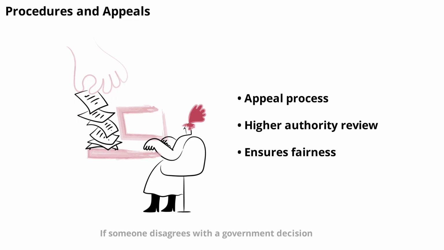If someone disagrees with a government decision, there's often a procedure for appealing or challenging it. This might involve a hearing, a review by a higher authority, or even a court case. Appeals procedures help ensure that mistakes can be corrected and that everyone gets a fair chance.